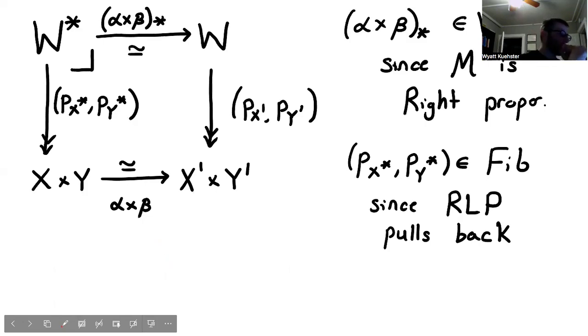Okay, now I'm going to form the pullback. I have a weak equivalence, alpha cross beta, and I have a fibration, and I'm going to form the pullback.